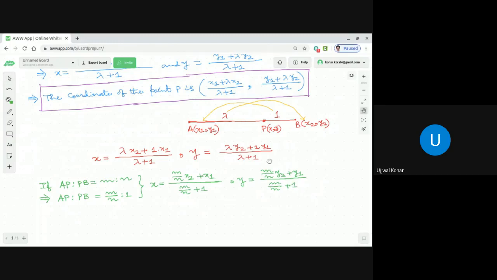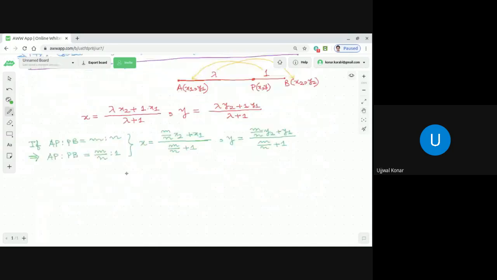So now, dear students, if we simplify a little bit, what are we going to get? We get x is equal to m into x2 plus n into x1 divided by m plus n, and y is equal to m into y2 plus n into y1 divided by m plus n. Since n is not equal to 0, we are able to divide by n. So we got a very effective statement, effective because the questions we are going to get will be in the ratio of m is to n.